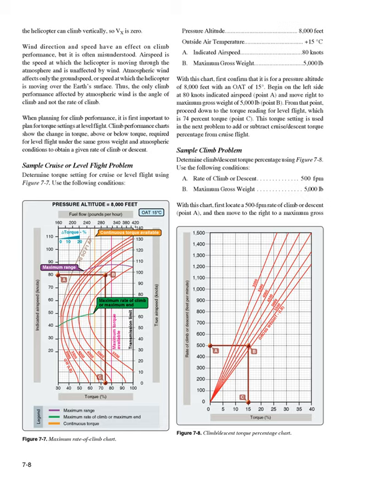first confirm that it is for a pressure altitude of 8,000 feet with an OAT of 15 degrees. Begin on the left side at 80 knots indicated airspeed, point A, and move right to maximum gross weight of 5,000 pounds, point B. From that point, proceed down to the torque reading for level flight, which is 74% torque, point C. This torque setting is used in the next problem to add or subtract cruise/descent torque percentage from cruise flight.